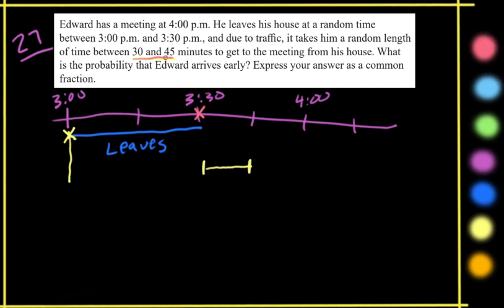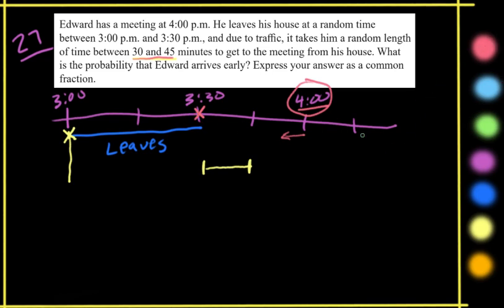It says, what is the probability that Edward arrives early? So he's supposed to arrive by 4 o'clock. That's the magic time. And what is the probability that he arrives early? So we want to know the probability that he arrives before 4 o'clock. Express your answer as a common fraction. Okay, so if he leaves at 3 o'clock, he's definitely going to arrive early. We know that. In fact, let's do this problem since I already started it. So let's say he leaves at the very end of that range, right?